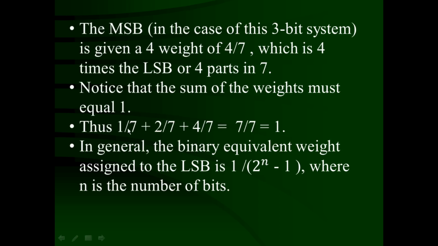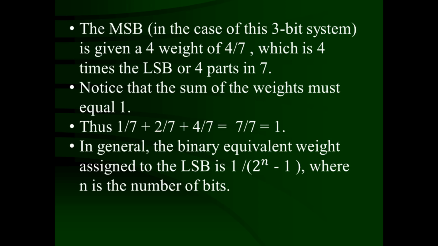LSB has a position weight of 1 upon 7. The second bit has a position weight of 2 by 7. And the third bit, which is called the MSB, has a position weight of 4 by 7. If you add these together, it comes out to be 7 by 7, that is equal to 1. In general, the binary equivalent weight assigned to the LSB is 1 upon 2 raised to n minus 1, where n is the number of bits. So, this formula is important.